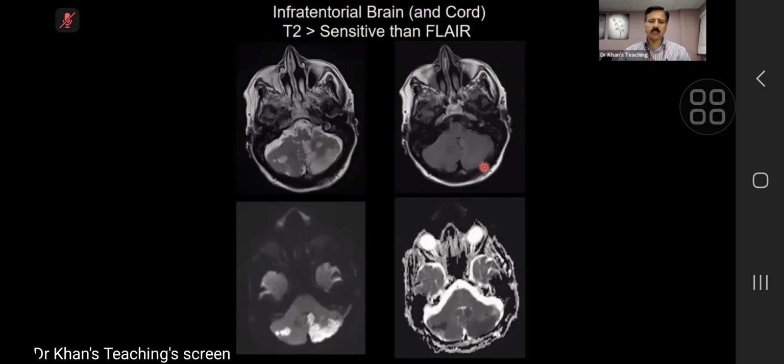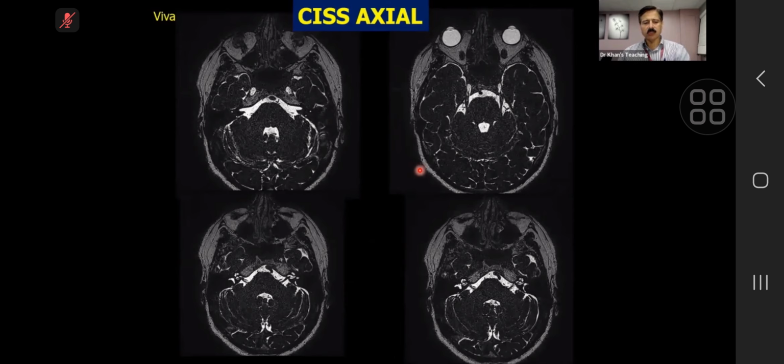Please also remember that in the cord, we do not do flare, right? We do T2s, but a stir sequence now is also considered very sensitive. And in MS, studies have come out which tell us that stir picks up the plaques very well. So this was something about the flare sequence.